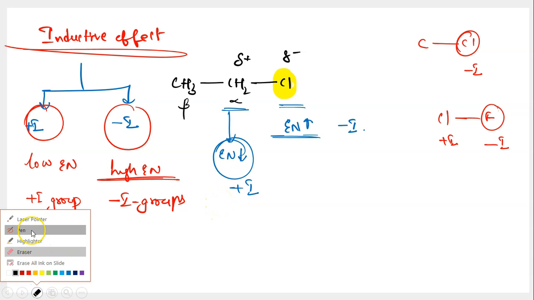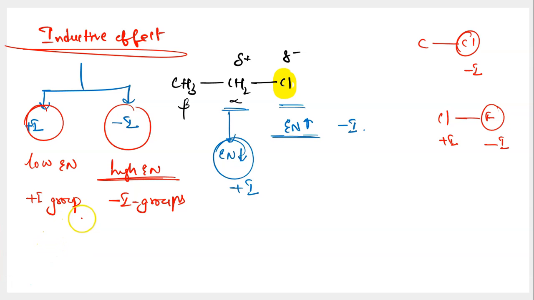But in general, there are a few plus I groups. Alkyl groups basically act as plus I groups, and the functional groups like halogens act as minus I groups. Alright, this is just for the sake of an idea of the plus I groups and the minus I groups. But they might vary. It's not that carbon is always plus I. No, it's not that. Carbon can behave minus I based on the counterpart. Similarly, any group can be plus I, any group can be minus I.